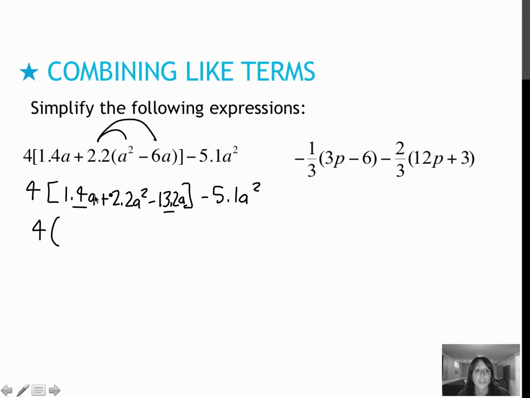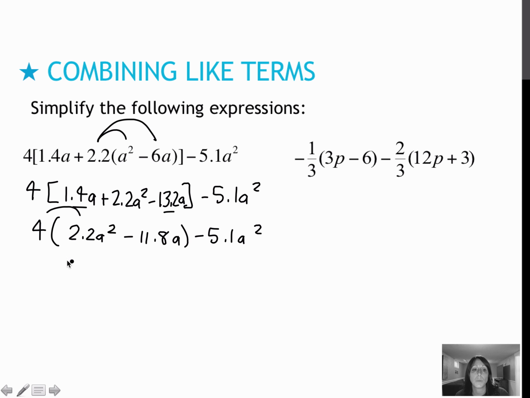If I combine these two values together, actually I'm going to write my 2.2a squared first. I'm going to combine these two together to get minus 11.8a, and then still have my minus 5.1a squared on the outside. Now I'm going to distribute that 4.